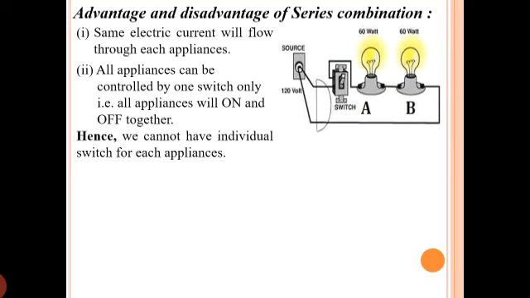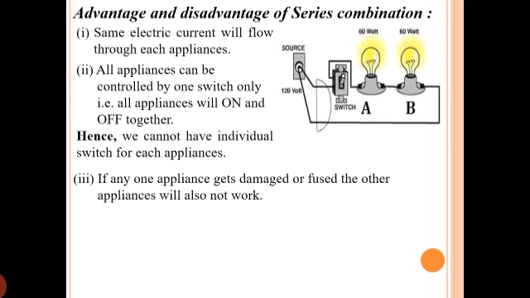So that again can be an advantage or disadvantage, based on the requirement. If we want all the appliances to work together, meaning they should be on and off together, we can go for series combination, that is the best option we have. But if you want individual control, meaning bulb A should glow, bulb B should not glow, then this is not possible in series combination, because the path is the same. If any one bulb is not working, it is understood the circuit is open, so even the other bulb will not work.